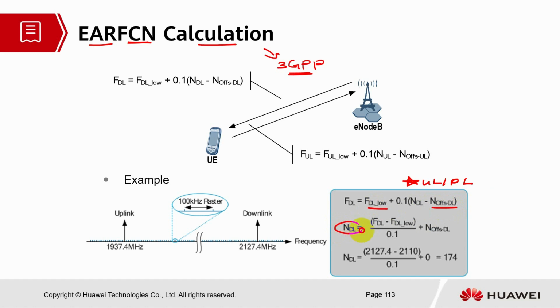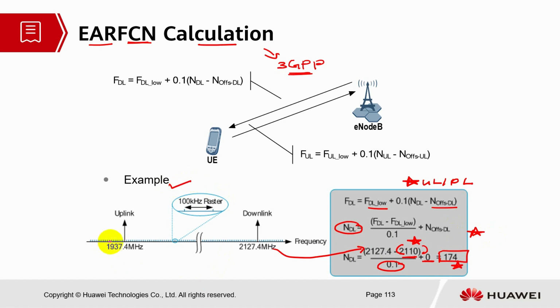So we are calculating the frequency channel number. Nowadays, we use a calculator for this, but this is from the 3GPP standard on how to manually calculate it. Assuming this value is 2127.4, from the table, depending on the band, we have 2110 as the offset. When we divide by 0.1, this is my frequency channel number that will be configured at the cell level. We have to configure this under the downlink FCN number. This is a sample of how they calculate.